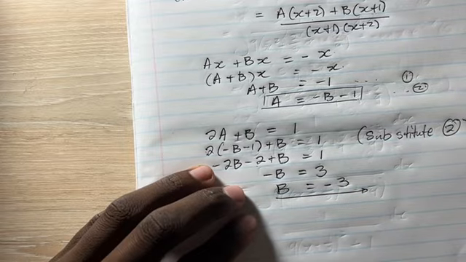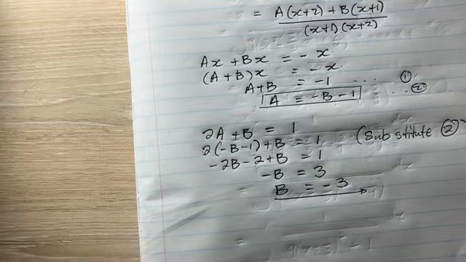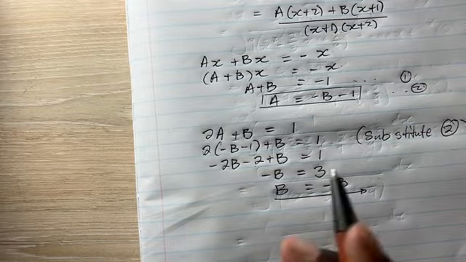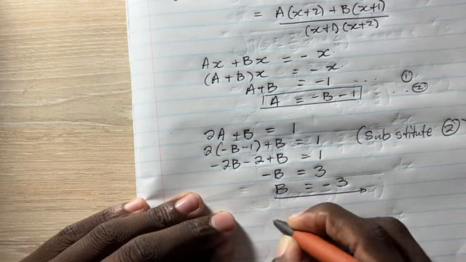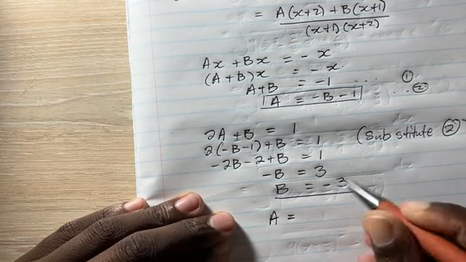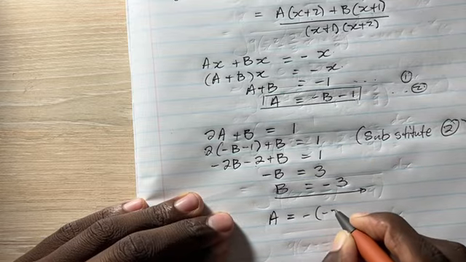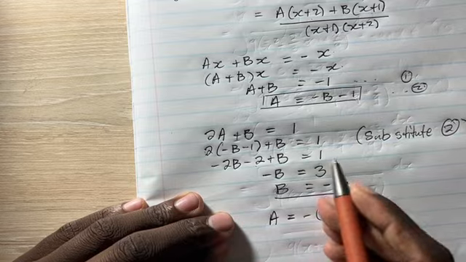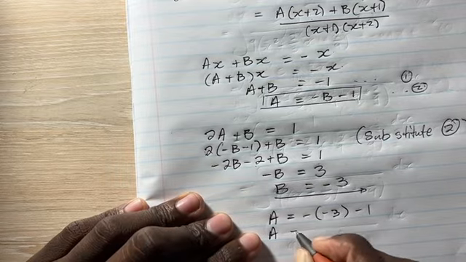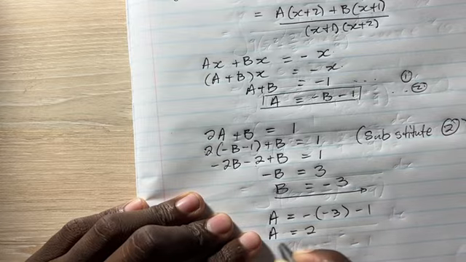If you have a shorter way of doing it, you can use that way. You can use another way if you know another way of approaching partial fractions, especially if it's shorter than mine. A is minus b minus 1. Okay, now we have a, as b is negative 3, so 3 minus 1 is 2, so that's 2.